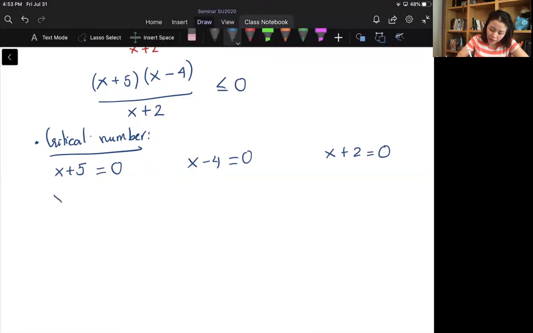So here I have x equals negative 5. Here I have x equals 4. And I have x equals negative 2, which gives me undefined. So I put it like that to remind myself that I never touch the negative 2. We never include negative 2 in our solution, because that will make the expression undefined. Again, sign chart.